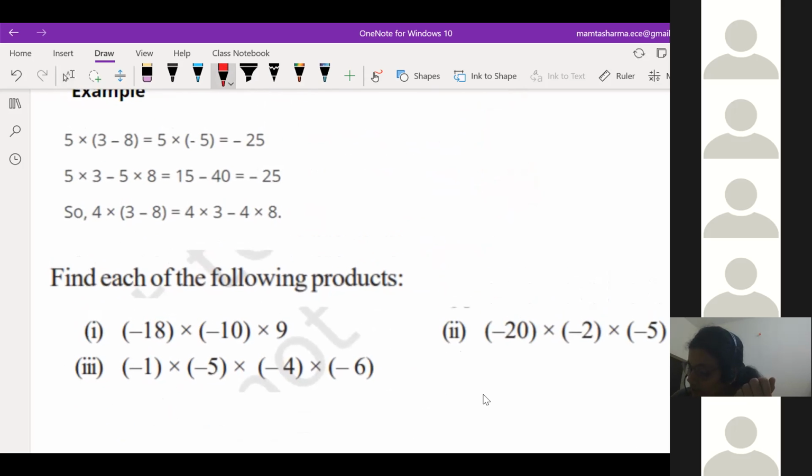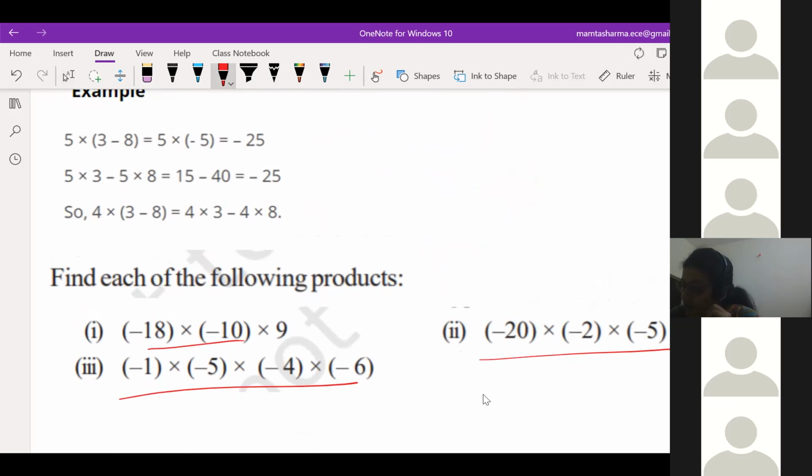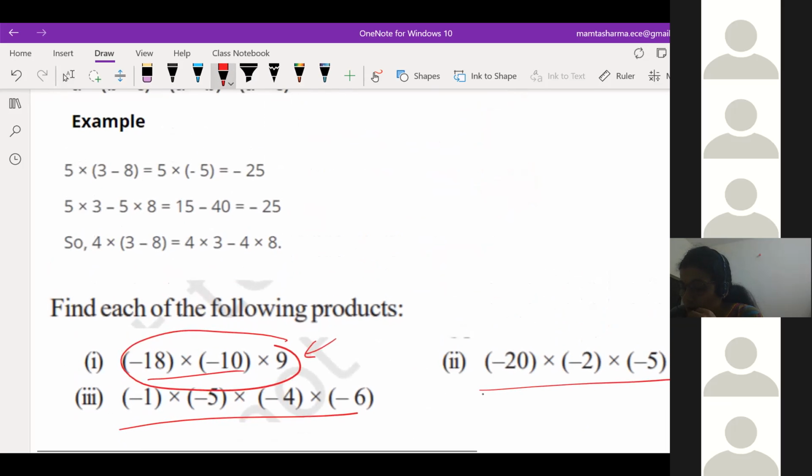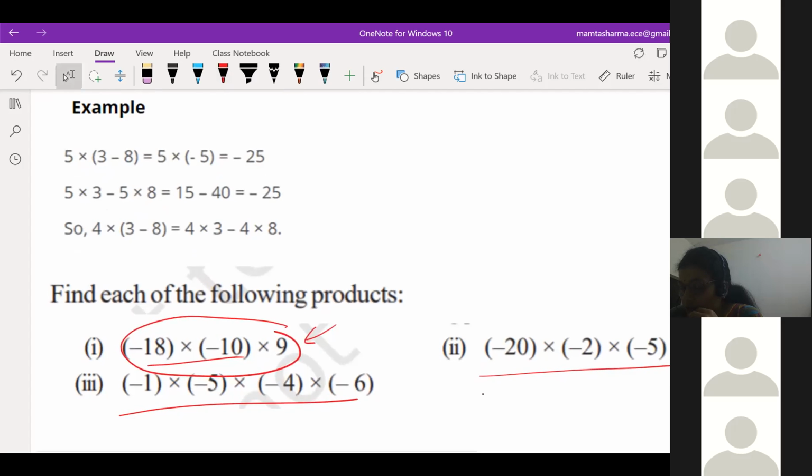So can you find it using associative property? Okay, you can find it, I know. Now tell me, for solving this question, what property would be applicable? Distributive? No. Distributive or associative? Commutative or associative? Which property will be used? Commutative. Commutative property will be used.